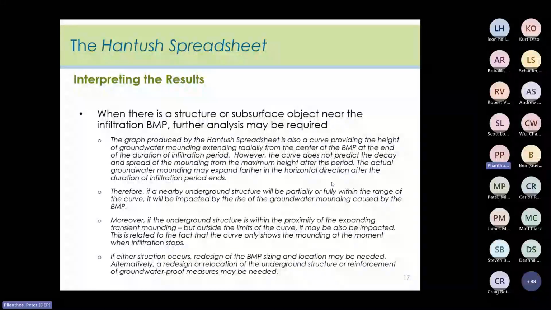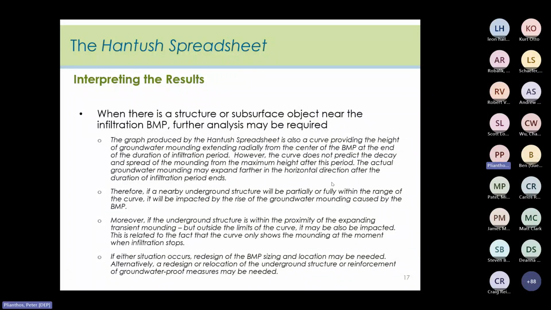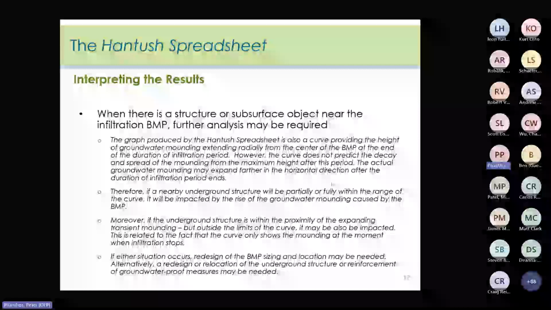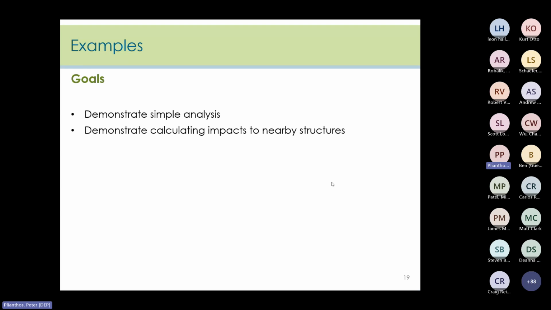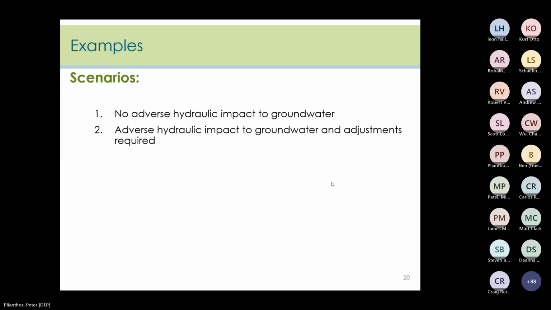Now that we better understand the inputs to the hand-touch spreadsheet and the results it provides, let's go to some examples that illustrate the method and what to do with the results. The examples presented today are two of the ones included in Chapter 13 and are arranged from simplest to more complex. After a straightforward example, we'll look at an analysis that shows infiltration will be at a slower rate than the design saturated soil hydraulic conductivity and what changes need to be made because we encounter an impact. In other words, we'll see two different scenarios.